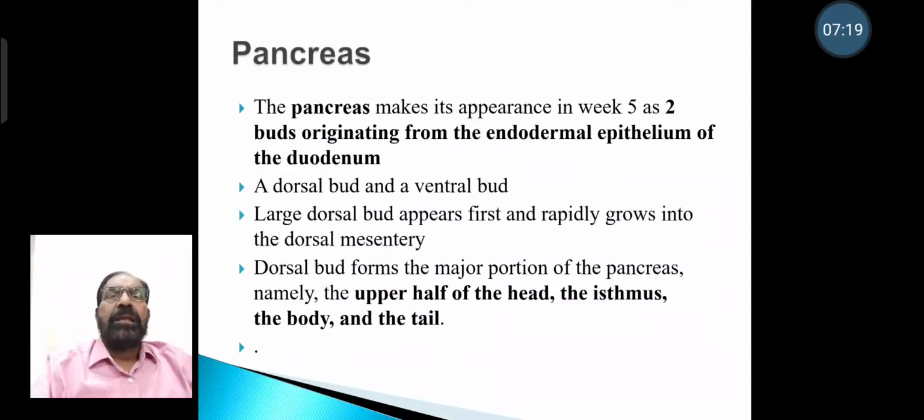Pancreas makes its appearance in week 5 as two buds originating from endodermal epithelium of the duodenum. A dorsal bud and a ventral bud. Large dorsal bud appears first and rapidly grows into dorsal mesentery. The dorsal bud forms the major portion of the pancreas, namely the upper half of the head, the isthmus, body and the tail.